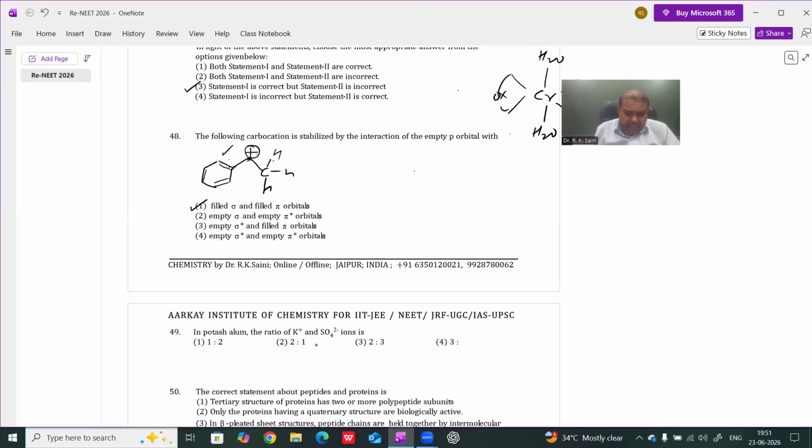First option. Question next. Potassium alum, ratio of potassium and sulfate ion. First, we write the formula of potassium alum. Potassium alum is a double salt: potassium sulfate and aluminium sulfate, with 24 water molecules. In 1 mole, there are 2 potassium ions and 4 sulfate ions: 1 sulfate with potassium sulfate and 3 sulfate ions with aluminium sulfate, and hence the ratio is 1:2. Question number next, 50.